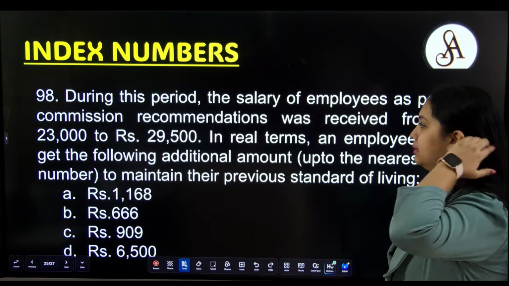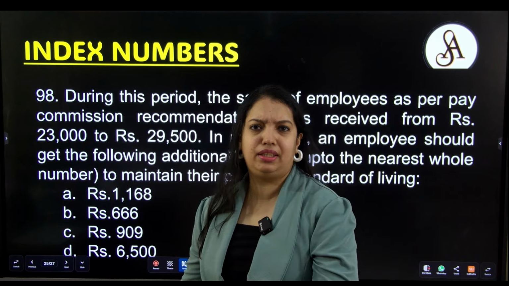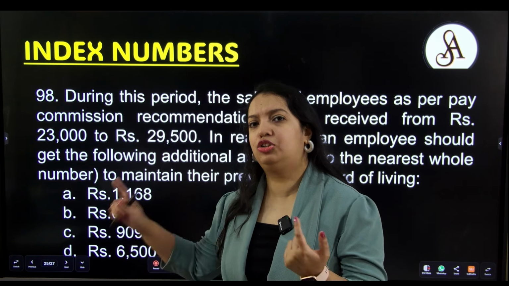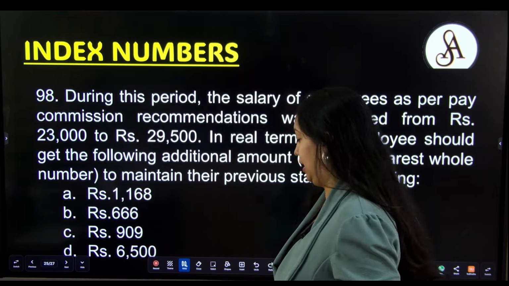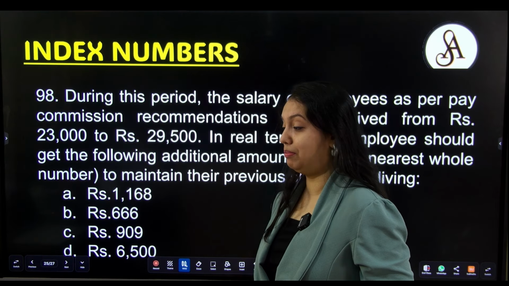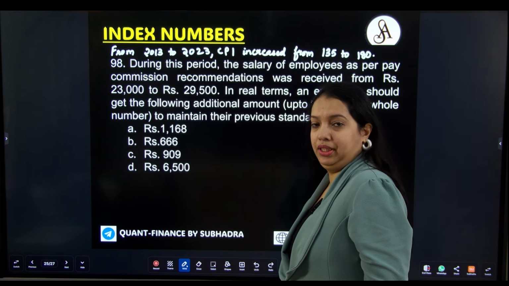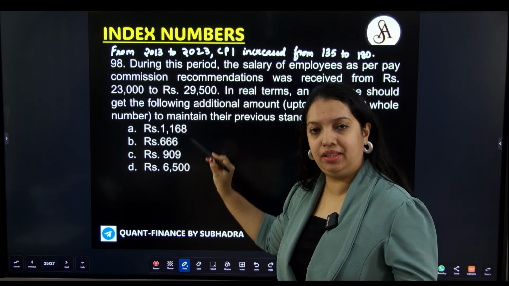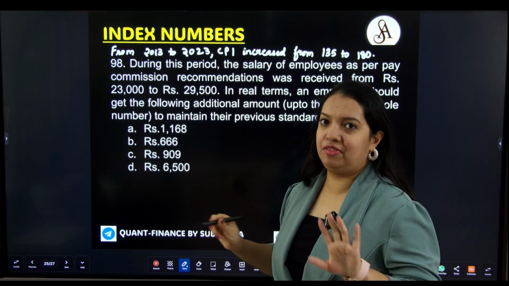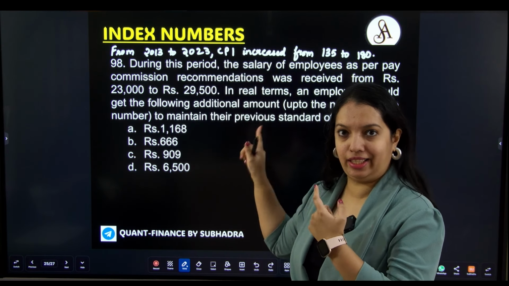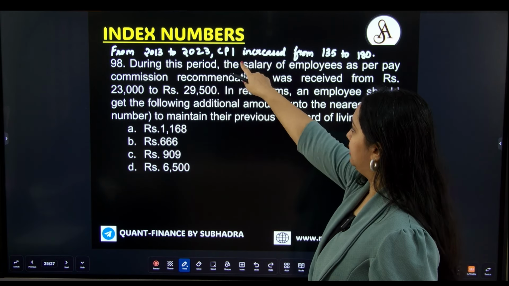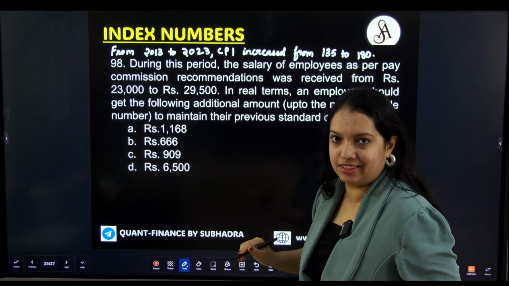Next, during this period, which period? There is a printing mistake in the question. This question is from the additional question bank. Also, this question was asked in examination. Let me check that question and get back to you. The printing mistake in the ICAI question paper is that they have missed out this statement. This question was asked in the previous year examination 2023. I have copy pasted it. From 2013 to 2023, CPI increased, a consumer price index number question.